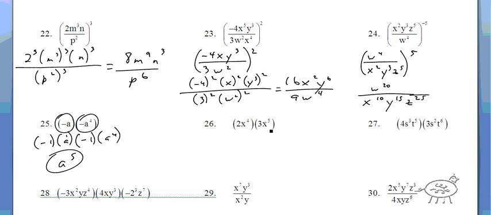Okay, this one, 2 times 3 is 6. X to the 4th times x to the 5th is x to the 9th. Same thing with this one, 4 times 3 is 12. S cubed times s squared is s to the 5th. T to the 5th, t to the 6th is t to the 11th.